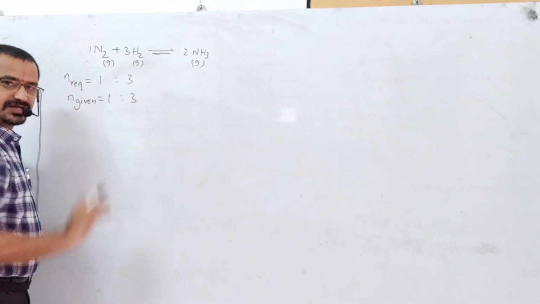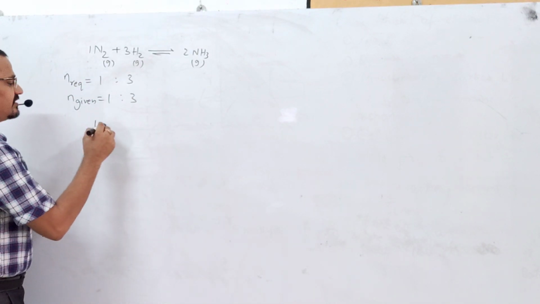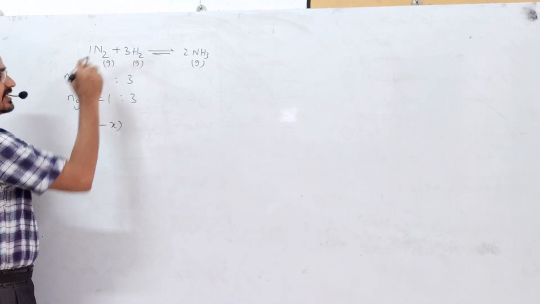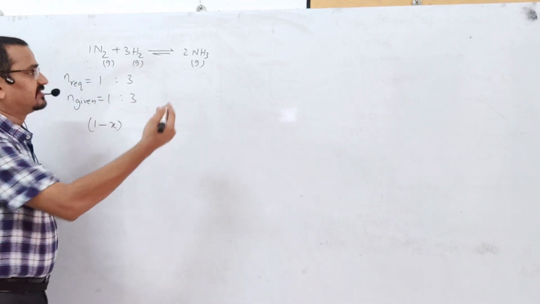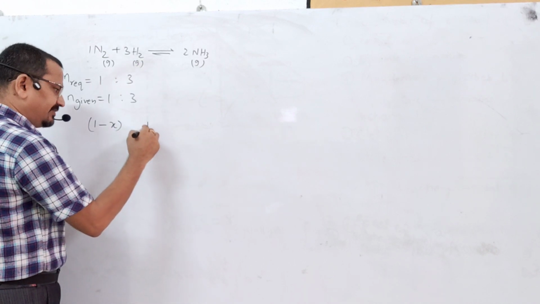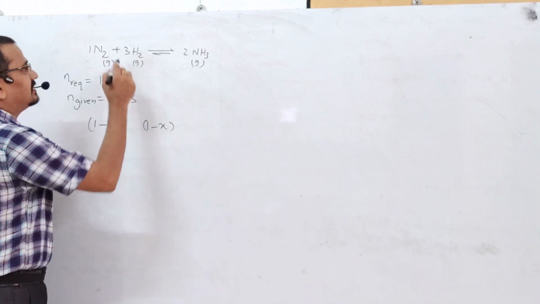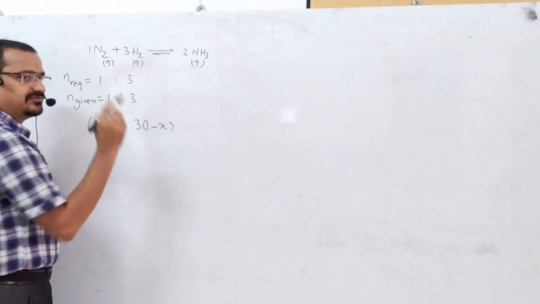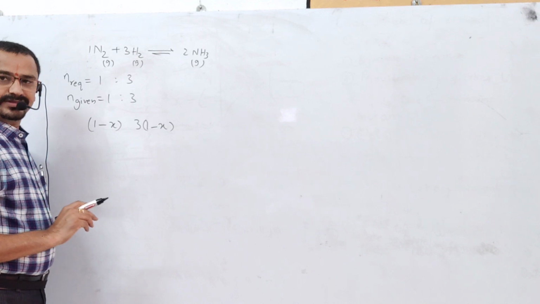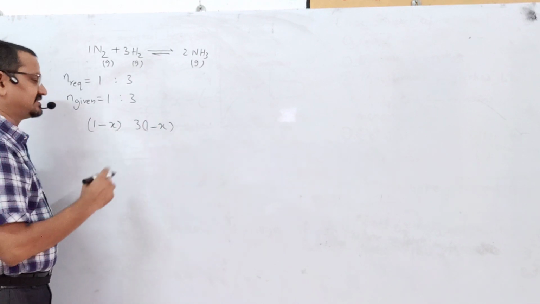Suppose in a question given to solve, the number of moles given are also 1:3. Then we have to proceed like this: out of 1 mole, some x moles of nitrogen will be contributed for the formation of ammonia. Even from hydrogen also, from every 1 mole, x mole will be utilized. As 3 moles are participating, 3 into 1 minus x. Like this, for 3 times it happens.